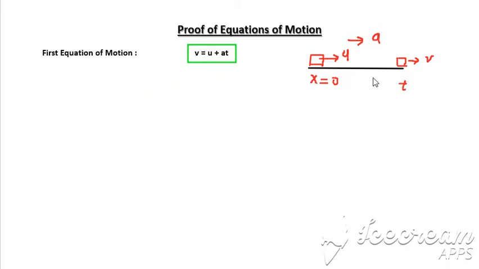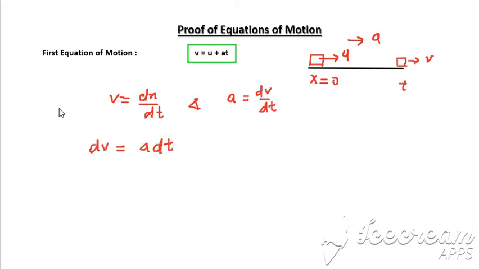So we know, if the location is x, we can say velocity as per the basic definition is dx by dt, and acceleration as per the basic definition is a equal to dv by dt. Now to derive this first equation of motion, we can proceed with this second definition, that is the definition of acceleration. From that definition we can write dv is equal to a dt.